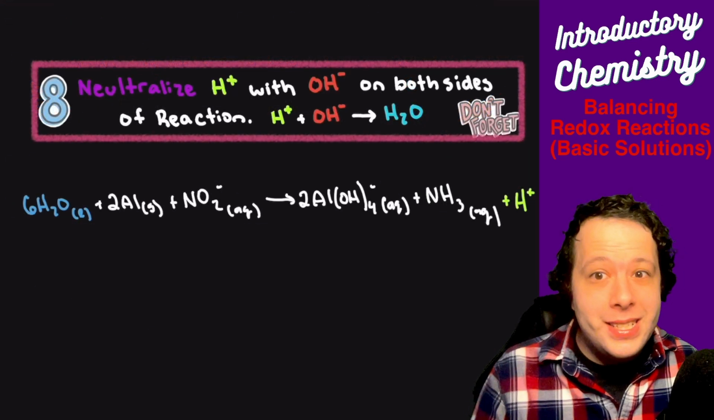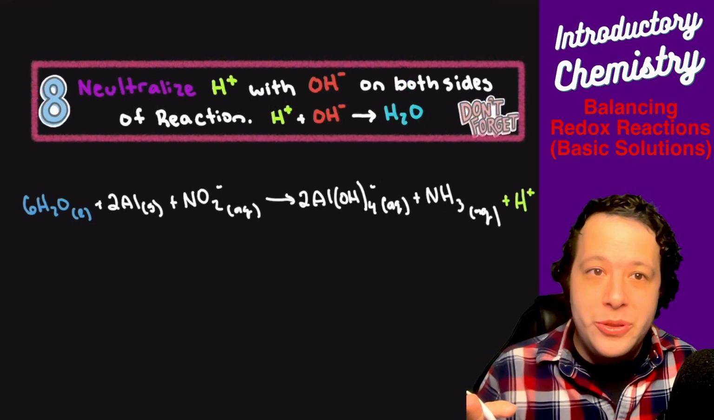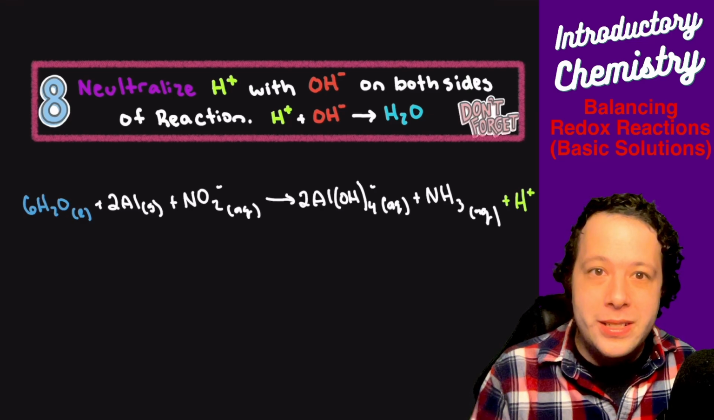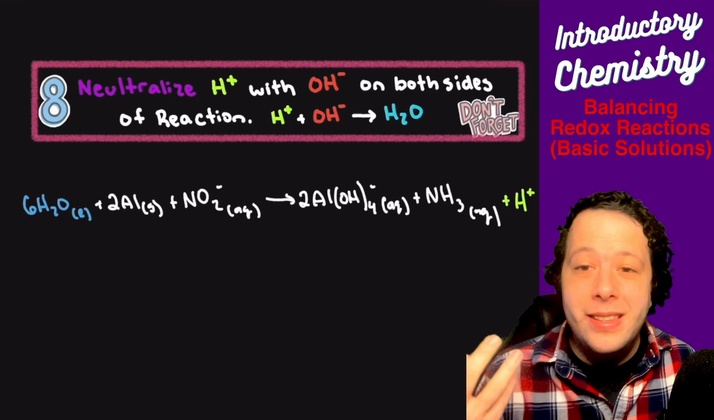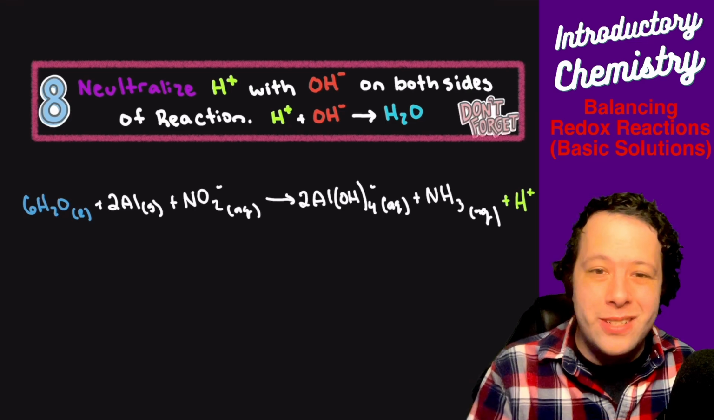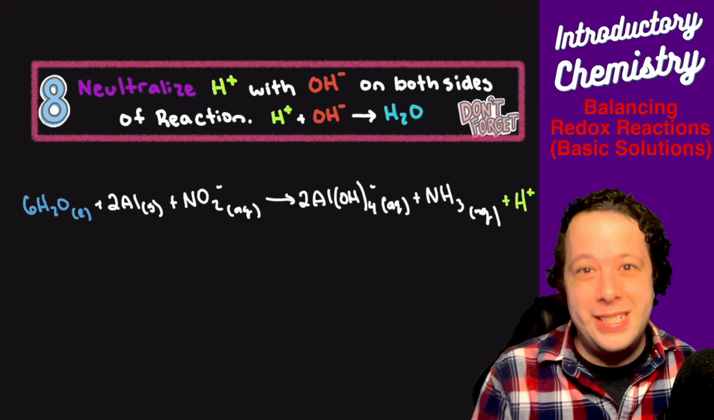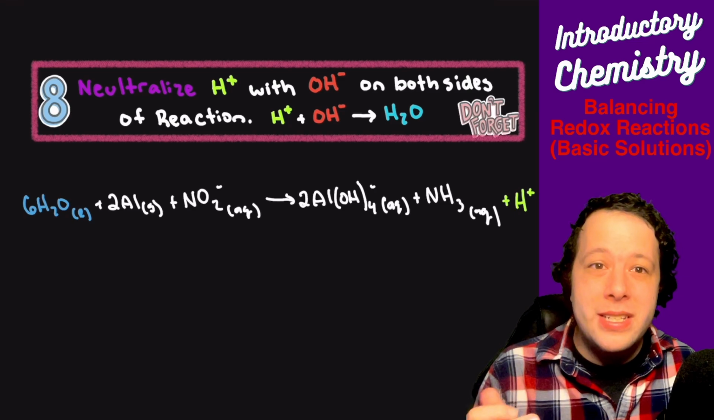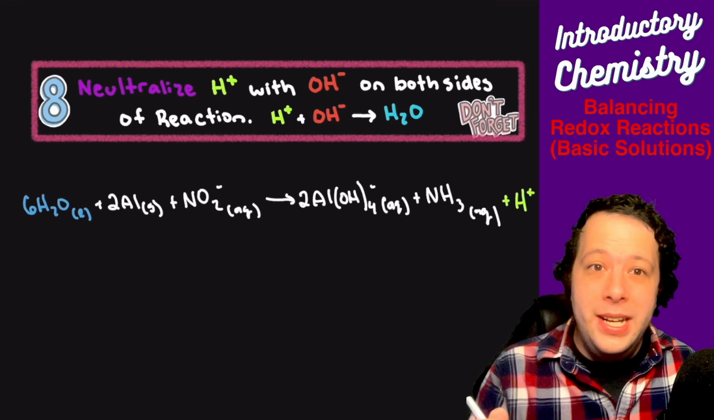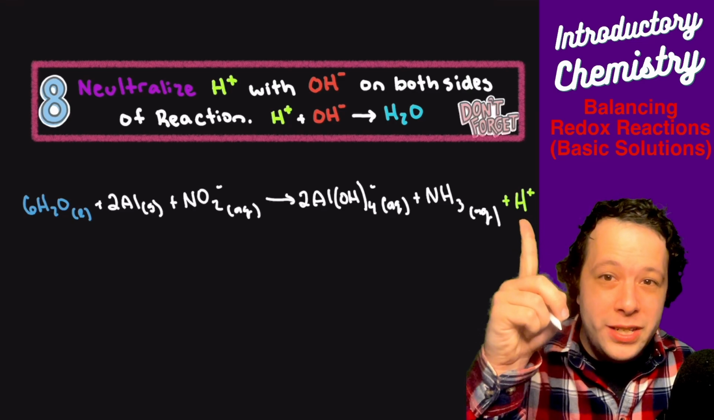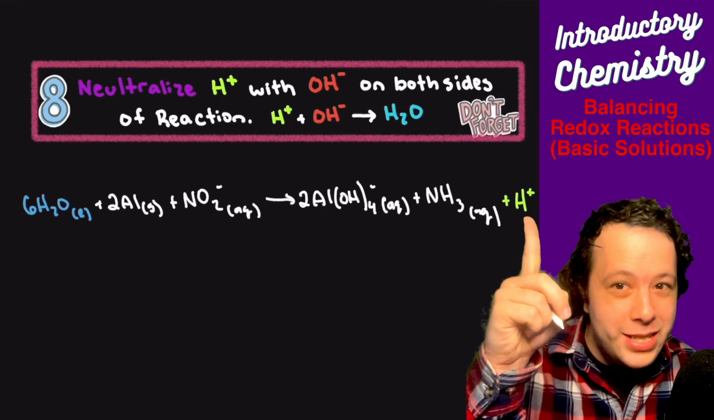All right, our last step, being that this is a basic solution, what we now have to do is neutralize all hydrogen ions with OH minus, being that that's the main component of what makes a base, right? Think of pOH or anything that's basic when you learn about acids and bases. So when we do this, we have to add OH minus to both sides, but it's all based on us trying to neutralize that proton that's here in the products.